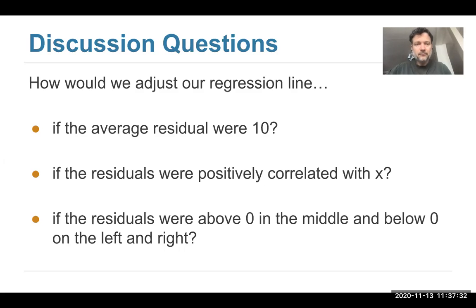What if the residuals are positively correlated with X? I have a candidate line and I compute the residuals and the residuals are positively correlated with X. So the residuals are big when X is big and the residuals are small when X is small. How should I adjust my line to make it a better fit?